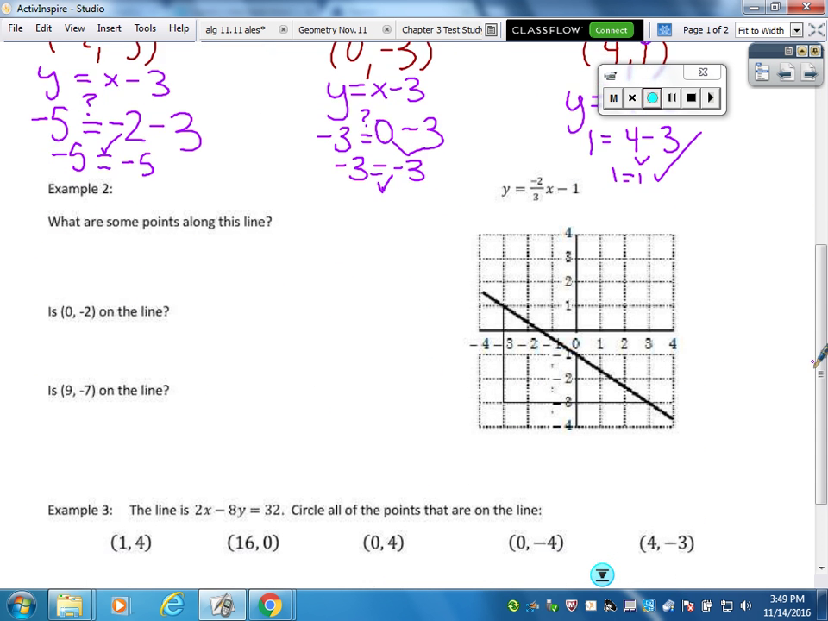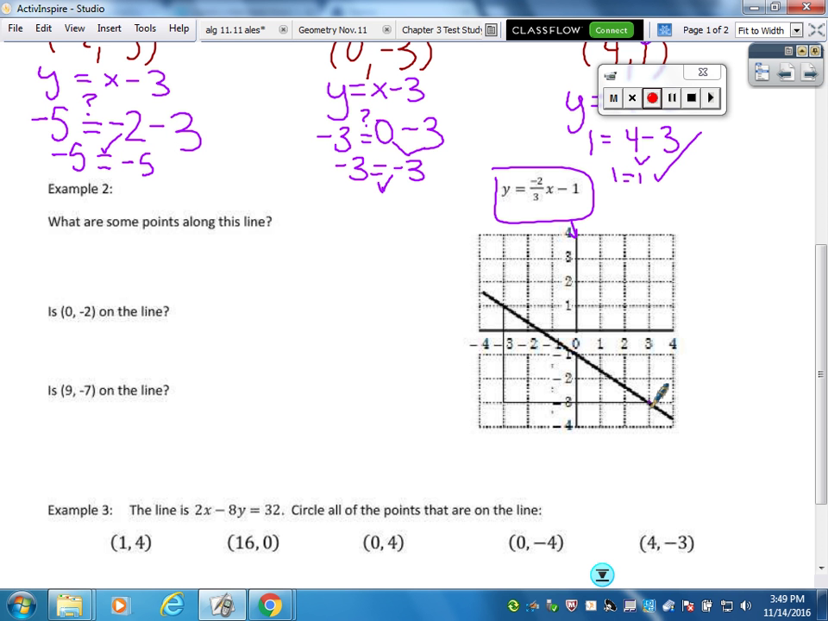Here's another example. I've got the equation of the line here, it's kind of off to the side. Make sure you know that this is y equals -2/3 x minus 1. Notice it starts here at -1, then goes down 2 over 3 to its next point.